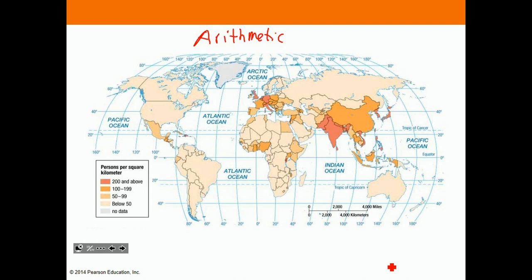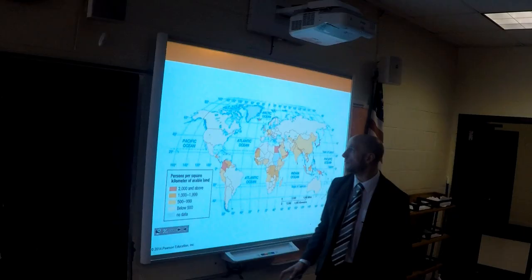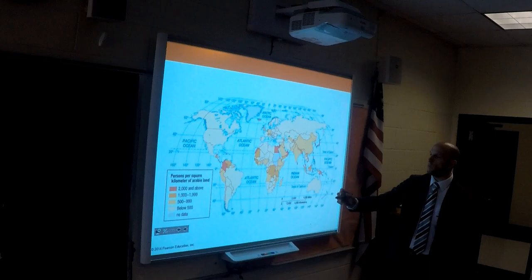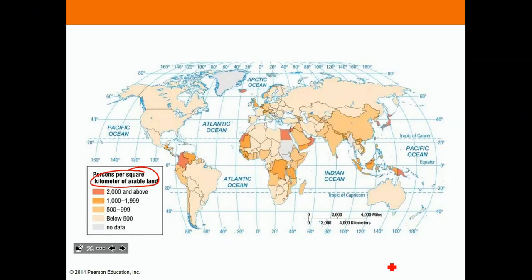Because it's simply people divided by the land area. People in the country divided by the land area. Now this one here is showing persons per square kilometer of arable land. So which one is this one gonna be? Physiological.